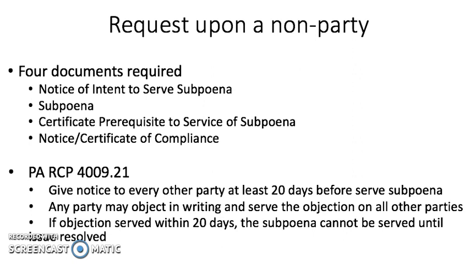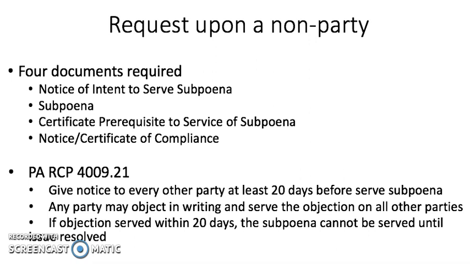Third document, the certificate prerequisite. This is the document that has the four numbered paragraphs that basically just confirm that we did the notice of intent, we served it on all the other parties, we sent them all a copy of the subpoena, we gave them 20 days to object, and they did not object. So it's just the statement verifying that we did what we were supposed to do under the rules.